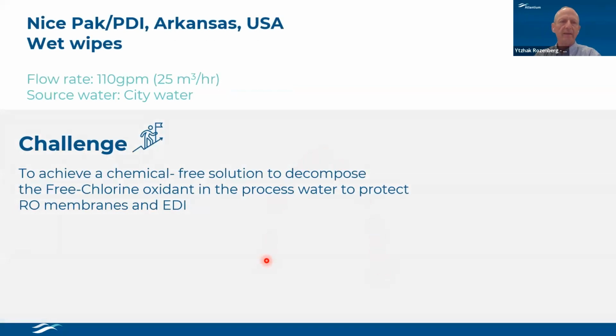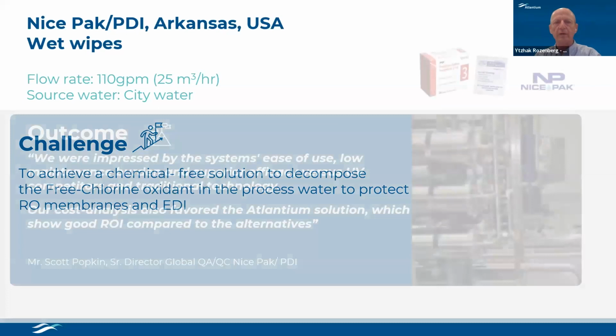Another case study, in the USA, NicePack, which is producing wet wipes. The flow rate is 110 GPM or 25 cubic meters per hour. The water source is city water, and the challenge was to knock down the free chlorine and provide disinfection at the same time, and of course making sure that the EDI following the RO is kept in good condition, meaning not being affected by the free chlorine.